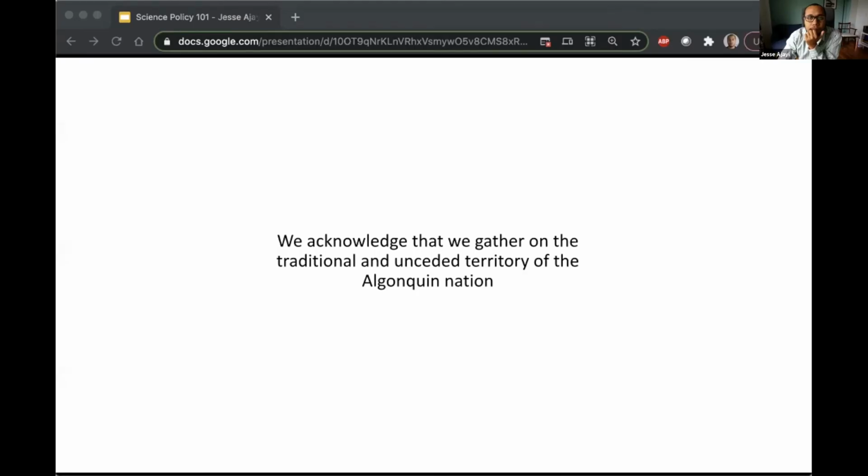So now we're going to pass it over to Jesse, who's going to tell us a bit more about science policy, but from a land planning and land use perspective. So thank you for being here, Jesse. Yeah, thank you so much for the opportunity to speak.